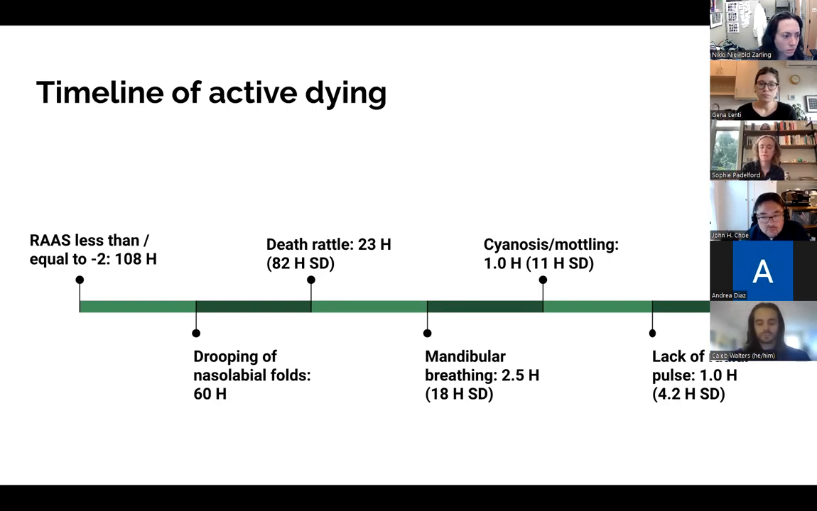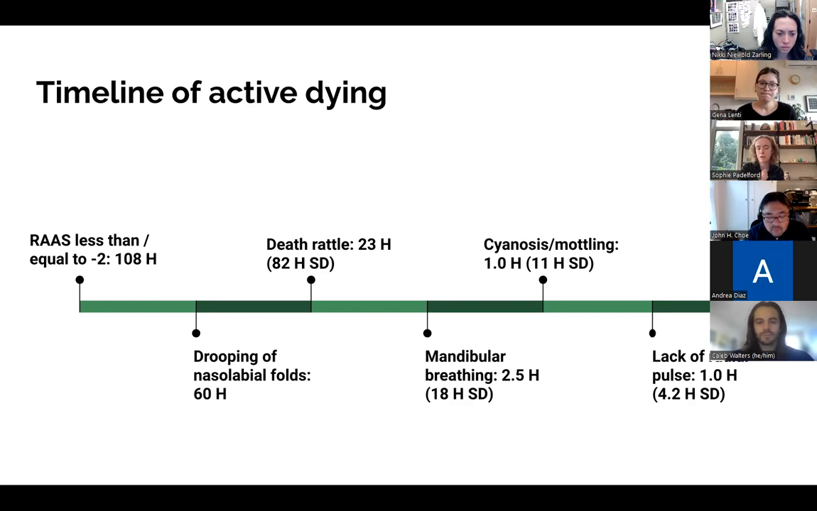Starting on the left, these are the things that are the furthest away from death in terms of average time of onset. We have RASS less than or equal to -2. From our ICU rotation, we probably remember this is someone who's very deeply sedated, unresponsive, not really awake answering questions. At 60 hours, so between 2 to 3 days, we see drooping of nasolabial folds. If you've gotten to know your patient well, you might see that those characteristic creases around the mouth are now flattening.